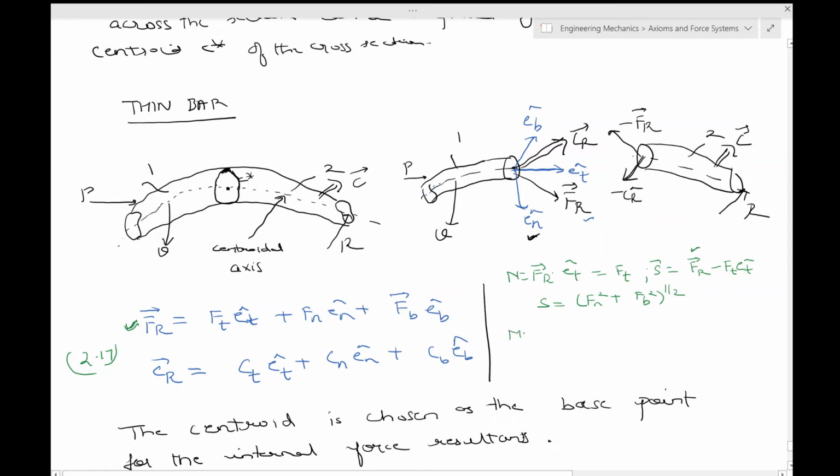Similarly, Mt will be equal to Cr dot Et equal to Ct. Mb is equal to Cr minus Mt Et hat. Okay, so this equation is called 2.18, and Mb is equal to Cn square plus Cb square to the power 1 by 2. Again you have to put Cr from here to over here, and then you will get this magnitude of Mb like this.